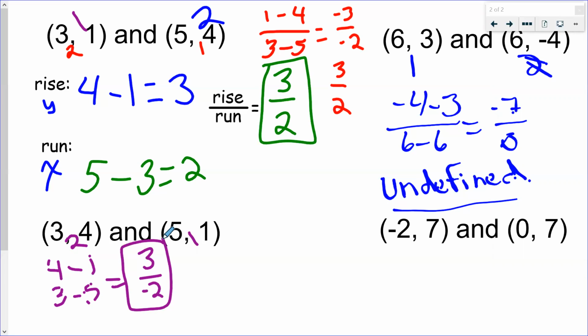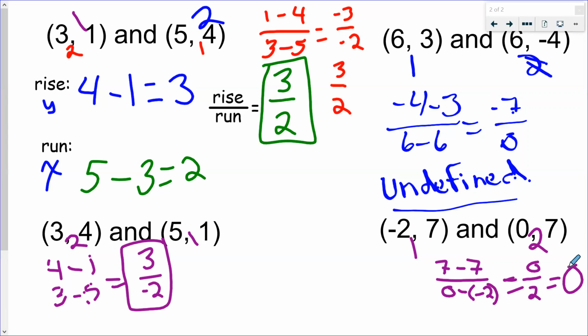And let's look at the last one. Let's label this one 1, and let's label this one 2. So if we do y2, 7 minus y1, 7 all over 0 minus -2. As you can see, that minus sign doesn't take place of that. So 7 minus 7 is 0. 0 minus -2 is a +2. And 0 in the numerator is a 0 slope. So this has a slope of 0, right? Which would then be a horizontal line.